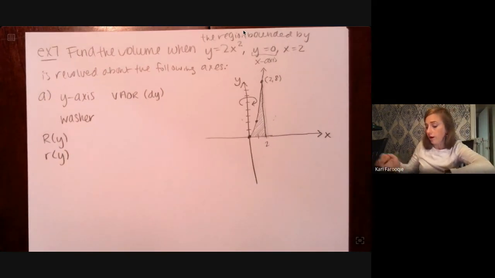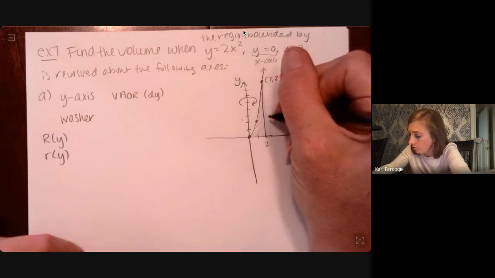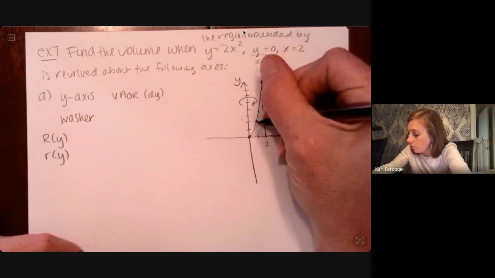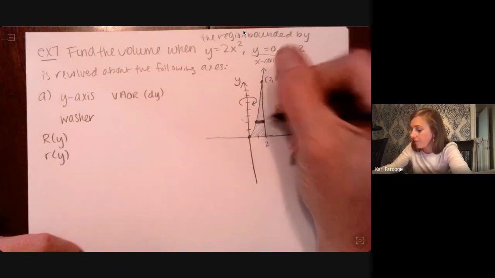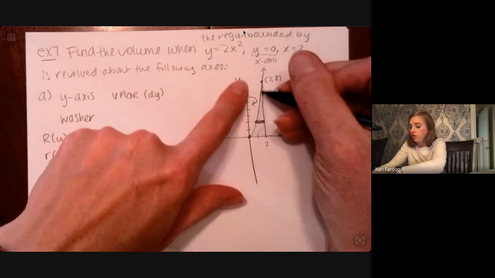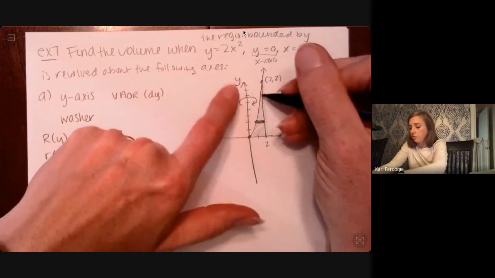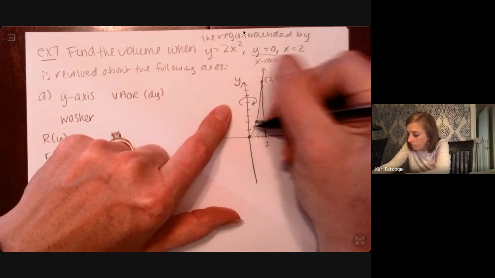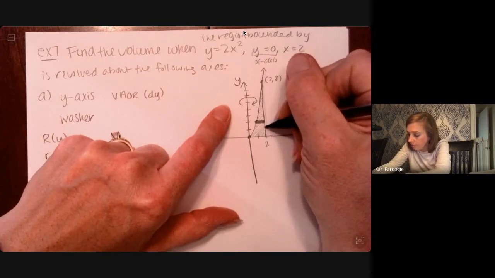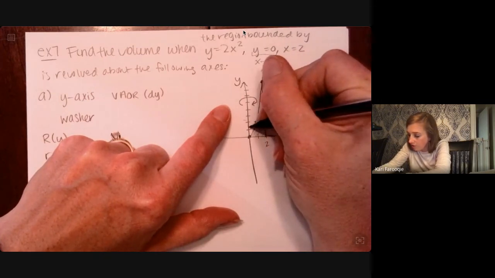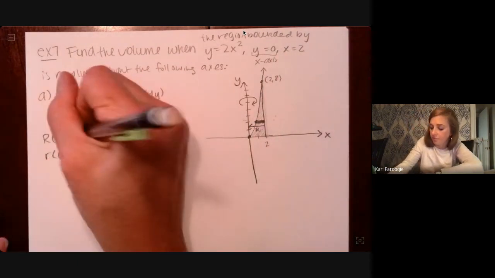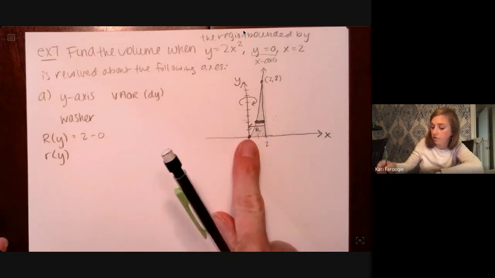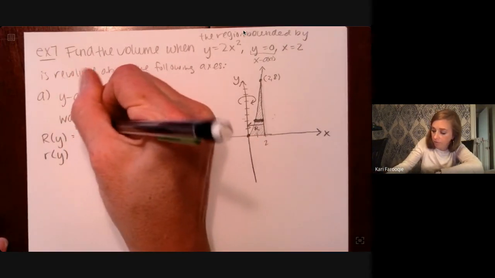So big R of y, and I would strongly recommend you draw your rectangle here. We're always drawing our rectangle perpendicular to the axis of revolution. So it's going to look like that. And again, I think the outer radius we can clearly see is going to be 2 units. I'm always going, and maybe it seems backwards to you, but it's always right minus left. This is your big R, 2 minus 0, right minus left.